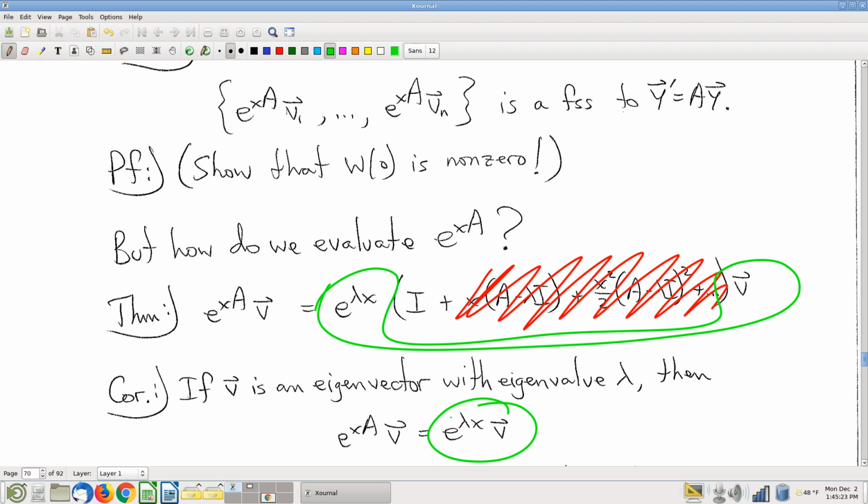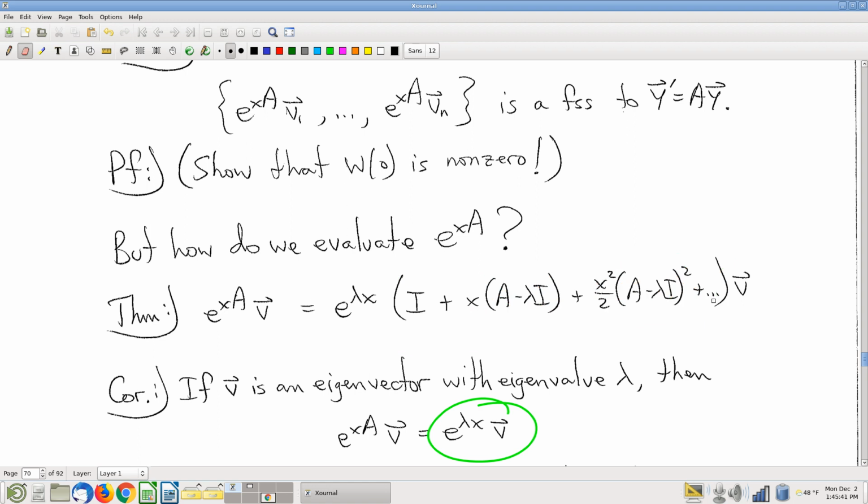E to the lambda x, lambda being the eigenvalue, times those eigenvectors, and we just write them all down. So in the case where the matrix is diagonalizable, this result is just reproducing something that we already knew.